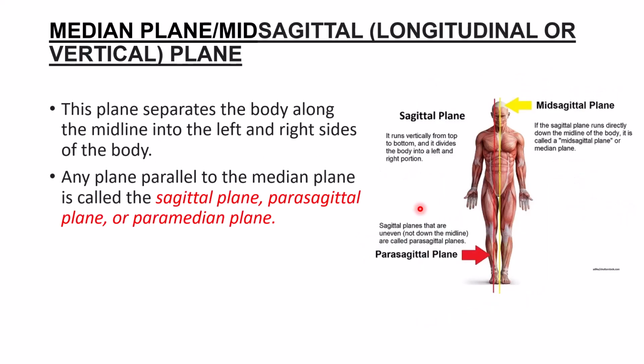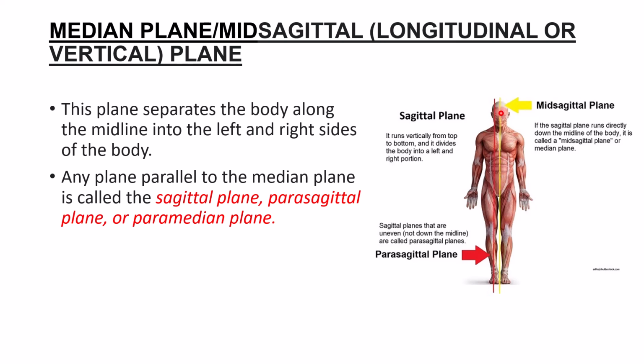Number one, it is the median plane, also named as mid-sagittal plane or longitudinal plane or vertical plane. This plane separates the body along the midline into the left half and the right half of the body. Any plane which is parallel to this median plane is named as sagittal plane or the parasagittal plane or the paramedian plane. Again, I will explain.